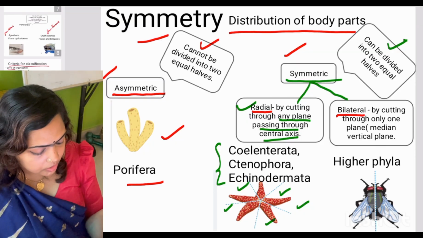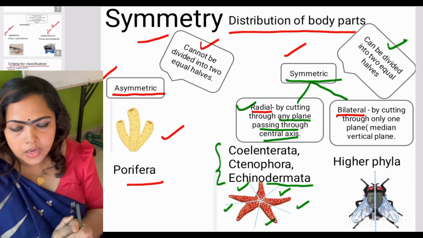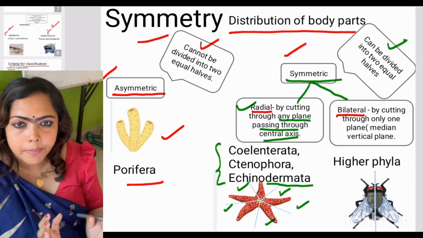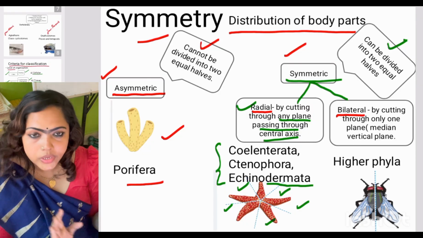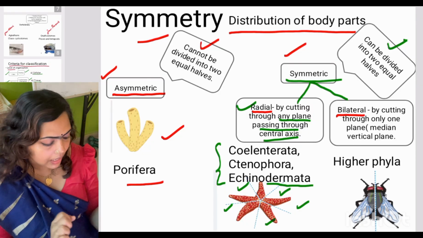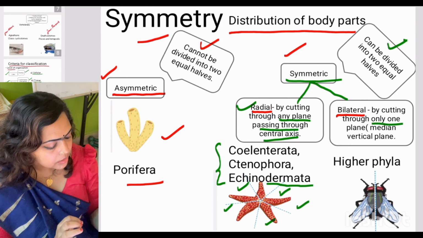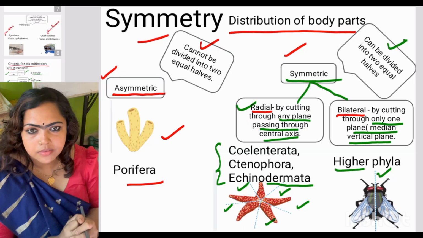One important point here: adult echinoderms show radial symmetry, but the echinoderm larvae show bilateral symmetry. What is bilateral symmetry? The body can be divided into two equal halves by cutting through only one plane, that is the median vertical plane, like this. Example, Hylophila. Clear?